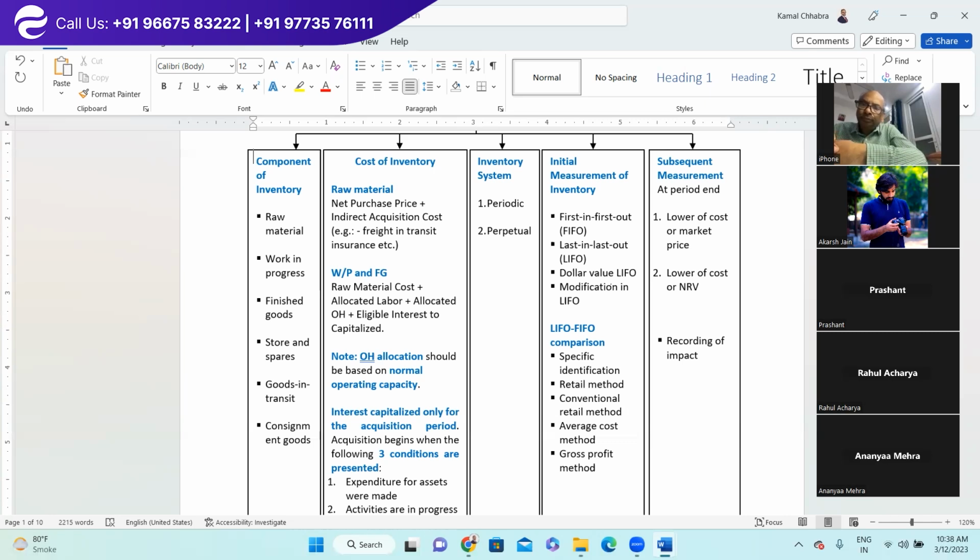Overhead costing, have you studied in your college days? How do we calculate allocation of overhead or allocation of labor to the inventory? Any idea?